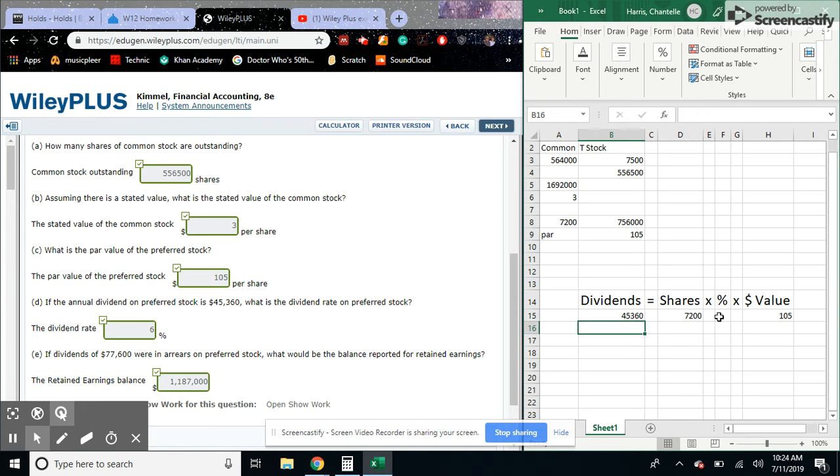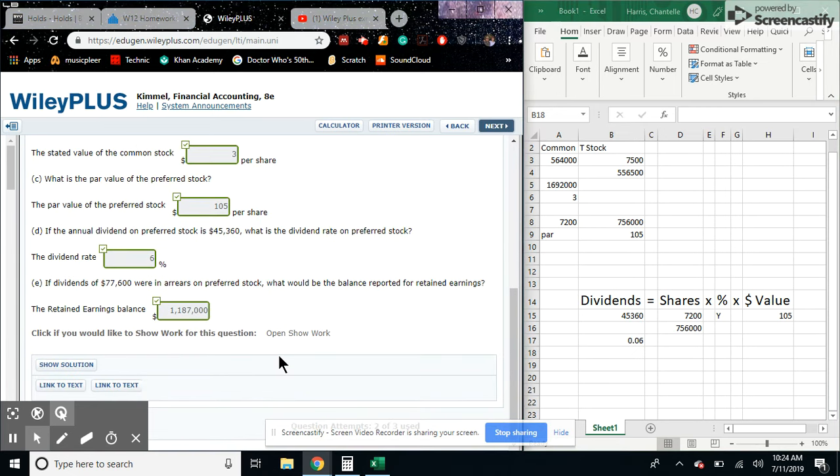We don't have a value for the percent, so I'm going to put a y there because I'm using the multiplication sign up above. If we multiply these two things and then divide everything by that, we would figure it out. So equals this times this. Then we go equals the 45,360 divided by this total value, and we get 0.06, and that translates to 6%. So there we have the 6%.